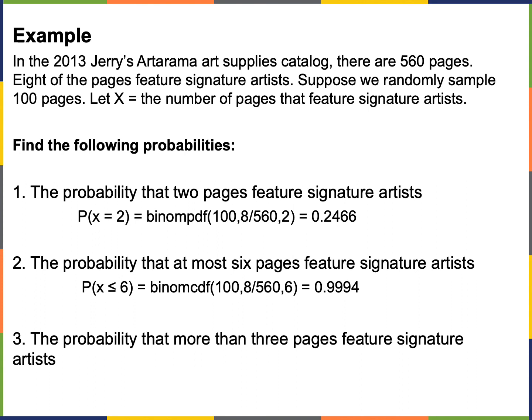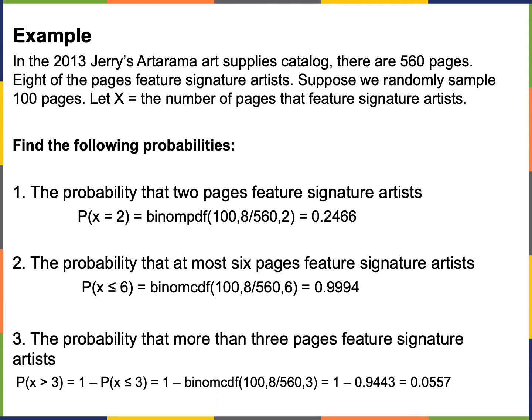Okay, and then the last one is, what's the probability that more than 3 pages? So mathematically, what would that look like? If you see P greater than, you're correct. P(X > 3), which is equal to the complement of X less than or equal to 3. So then that's 1 minus binomial CDF. N is 100, P is 8 over 560, and then the value that we're interested in, not the number of trials, which is 100, is 3. Okay, so that's 1 minus 0.9443, which ends up being 0.0557.